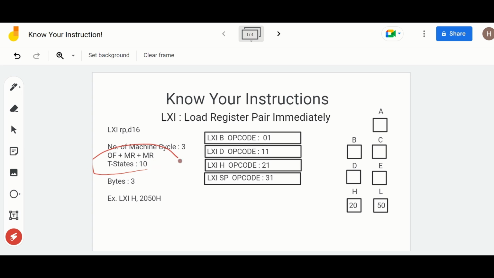So you will get a total of 10 T states. Now, when you are using 3 machine cycles, that means it is occupying 3 bytes. So which 3 bytes will these be? You might have a question, right?